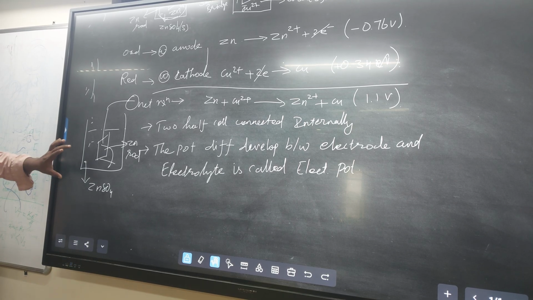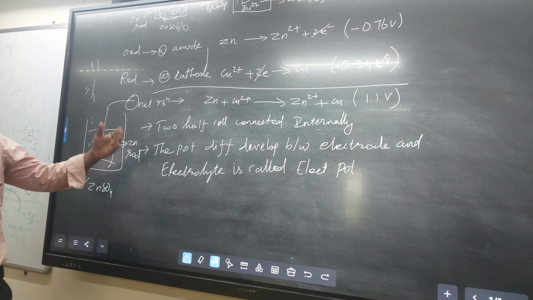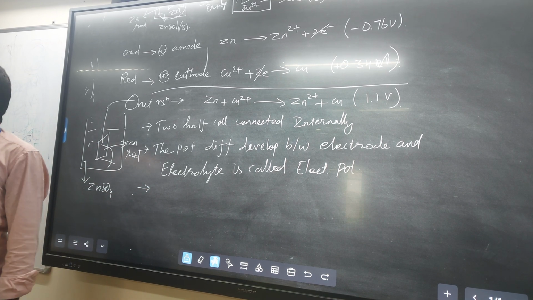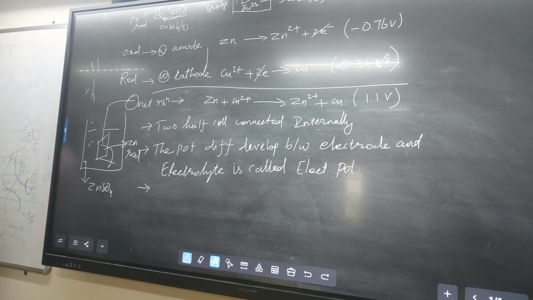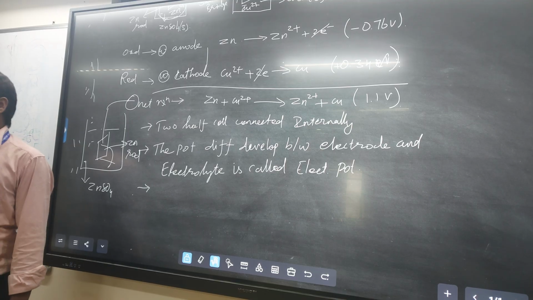Next point, you write it. When the concentration of all the species involved is unity, then the electrode potential is called the standard electrode potential.